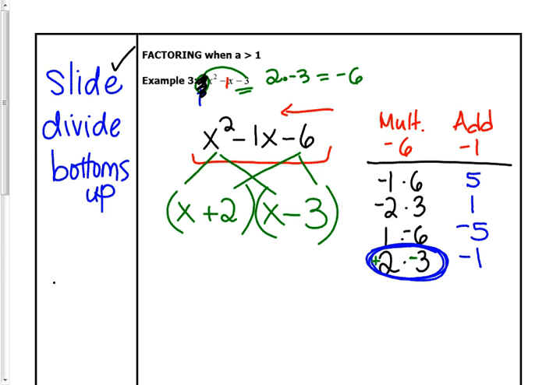So slide and divide sort of rhyme, right? So you want to keep that in mind. So at this point, we're going to divide the numeric portion by whatever number we just slid over. So I slid the 2, that means I'm going to have to divide the 2. Okay?